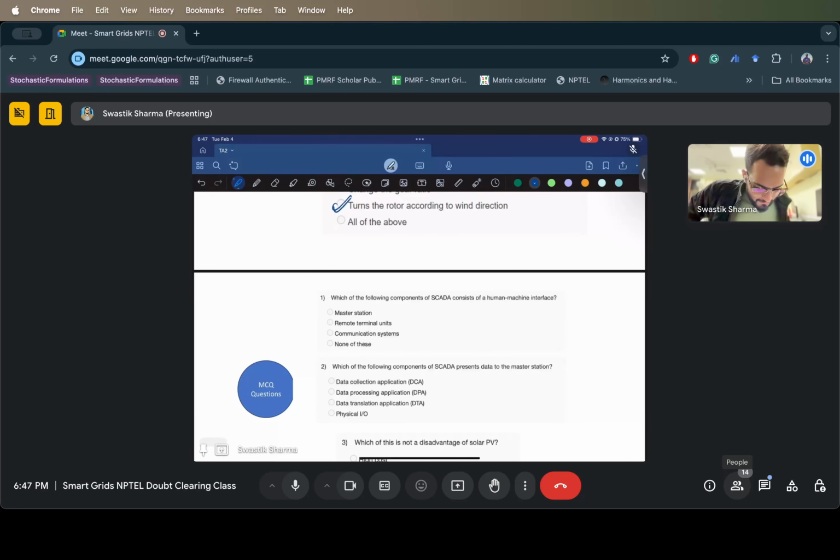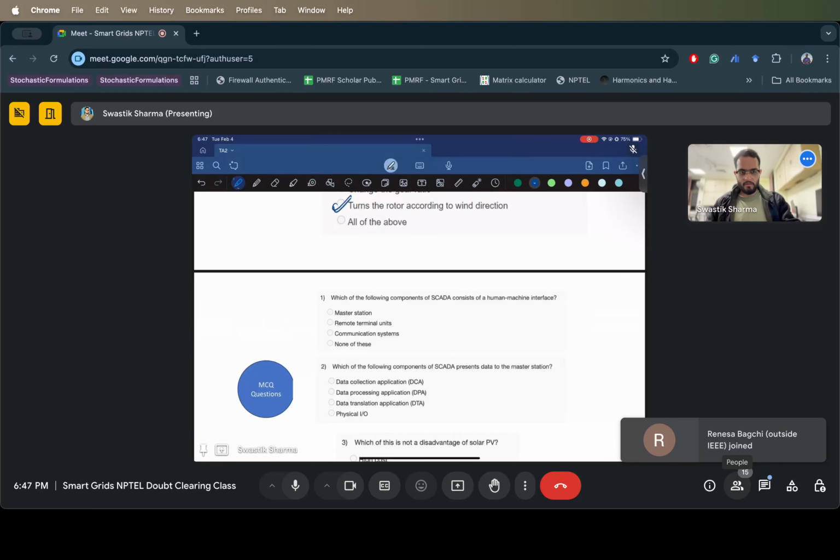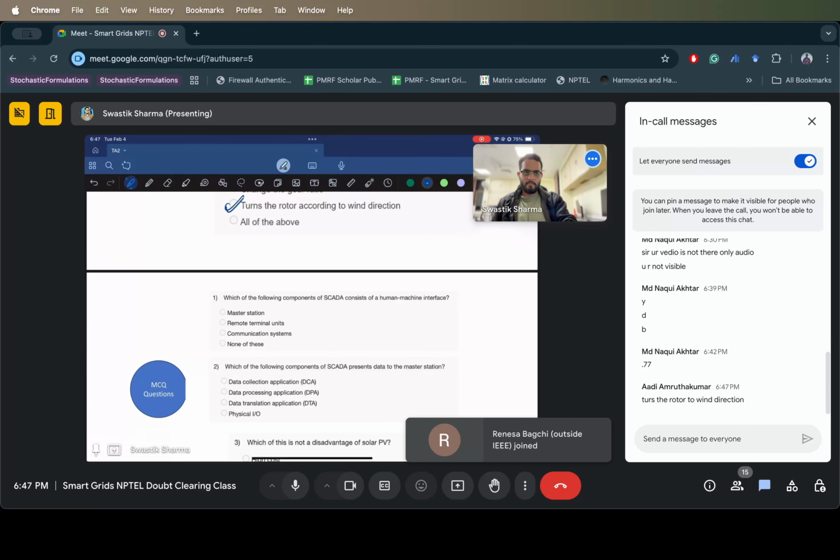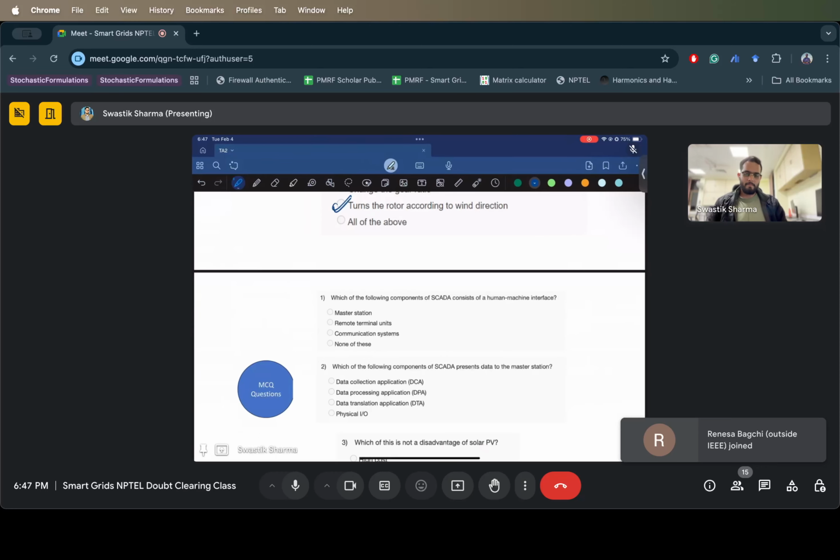Which of the following components of SCADA consists of a human-machine interface? Where do you think the human-machine interface is? A human that interacts with the data. Communication system? No. The communication system is used to get data from the field devices and communicate it to your RTU. RTU then translates it, and SCADA presents it to your workstation, right?